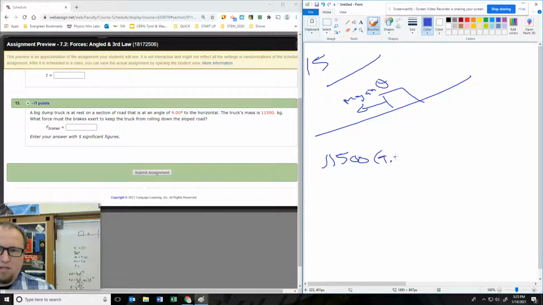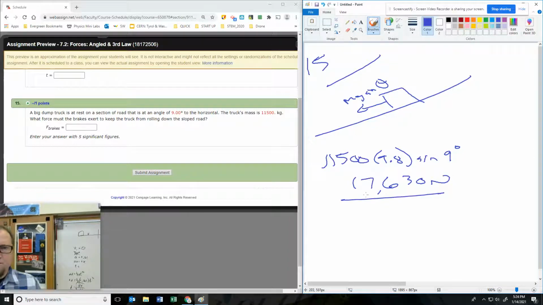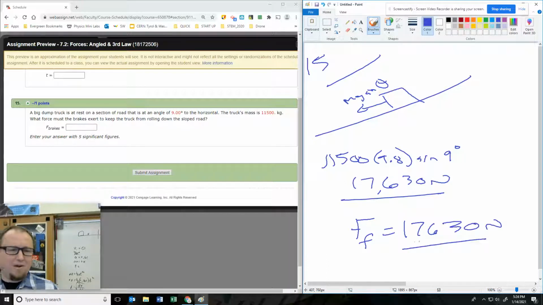All right, let's solve for it. 11,500, g is 9.8, sine of 9 degrees. I'm just going to get a number so we don't have to read all that stuff. 17,630 newtons. That's the force down the ramp. It says, what will it take to keep it from rolling down the ramp? I would need a force of friction that is identical. If I don't have the same amount of friction, it's going to speed up.